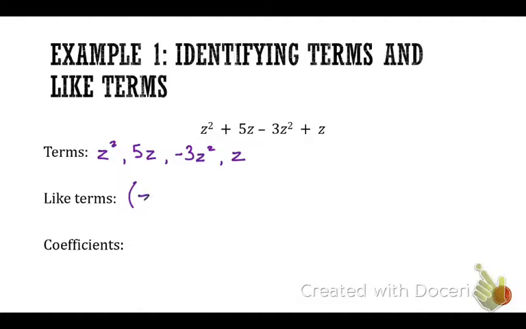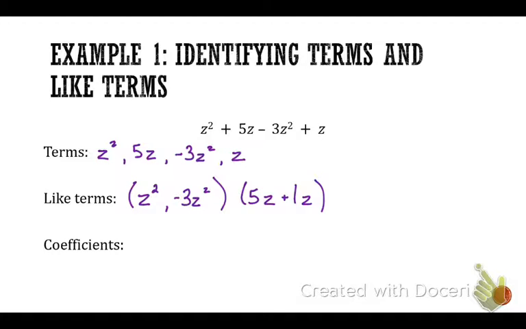So is there another term that also has an exponent of 2? We have z squared. What would be its like term? Negative 3z squared. Don't forget that. Okay. Destiny, do we have another set of like terms? 5z and 1z. Very good. And I like that she said 1z. That's really going to help you guys when we start to simplify.